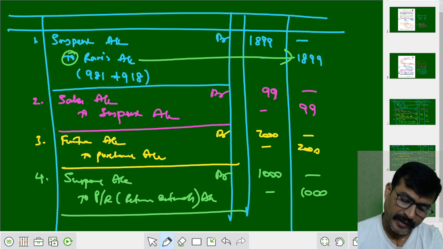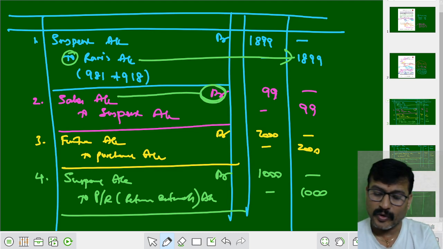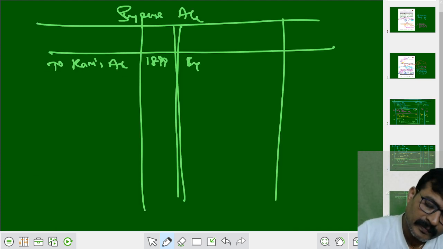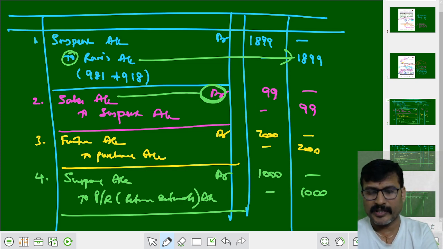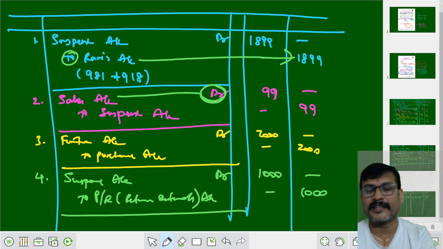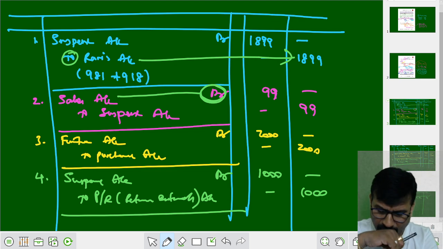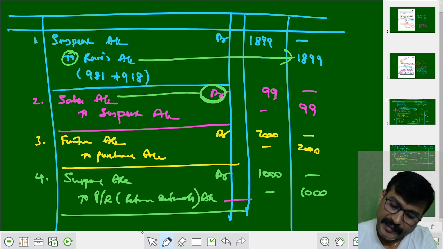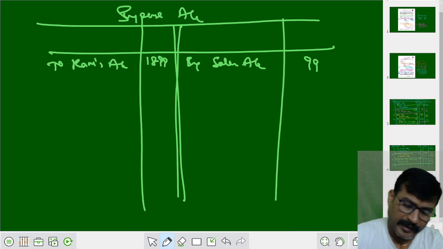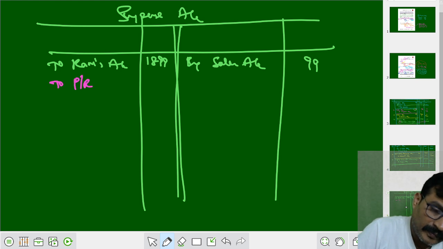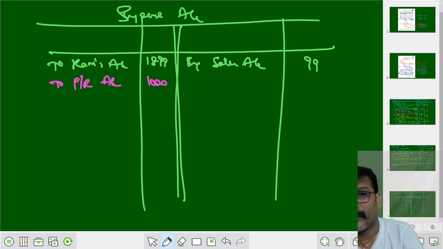Next one, sales account debit to suspense. Since sales account is in the debit of the journal, it comes to the credit of the ledger. By sales account 99. Next one, furniture to purchase, no suspense, leave it. Suspense to purchase returns. Now, my dear students, purchase returns is in the credit of the journal. When it is in the credit of the journal, it comes to where? Debit of the ledger. To purchase returns account 1000, also known as return outwards.